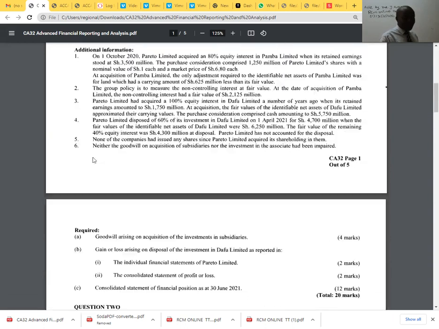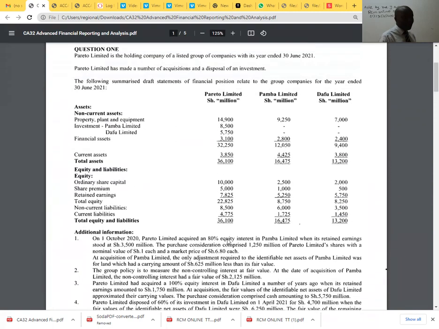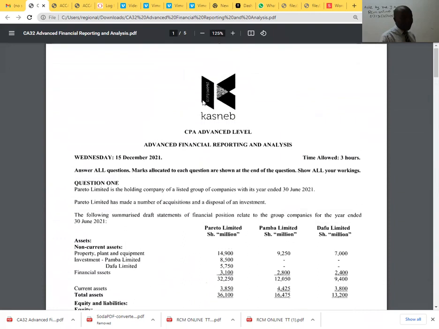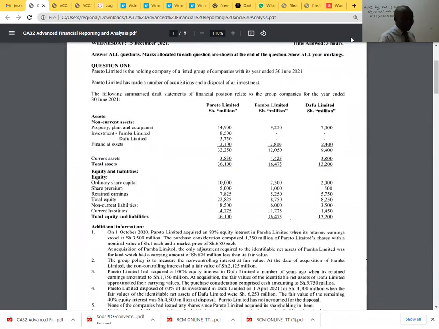So we're able to see my screen. The first requirement here is goodwill arising on acquisition of the investment in subsidiaries. B, gain or loss arising on disposal of the investment in DAFU Limited as reported in the individual financial statements of Pareto Limited. Number two, the consolidated statement of profit or loss. C, consolidated statement of financial position as at 30th June 2021. So please take a snapshot of this question. Of course, you must be having it somewhere, but it's important. If you don't have it, take a photo of the question paper.